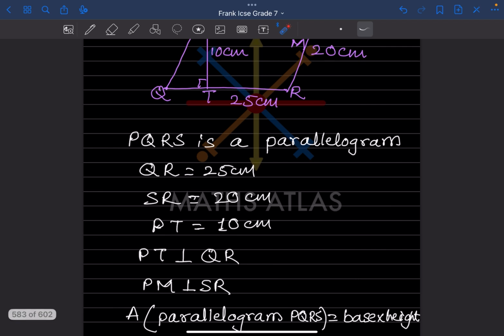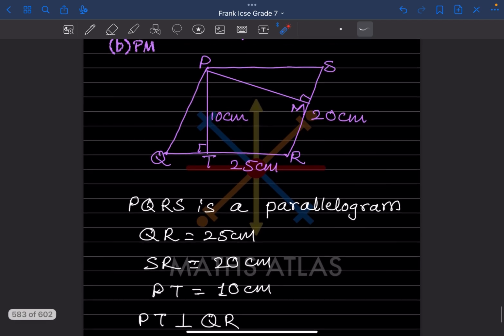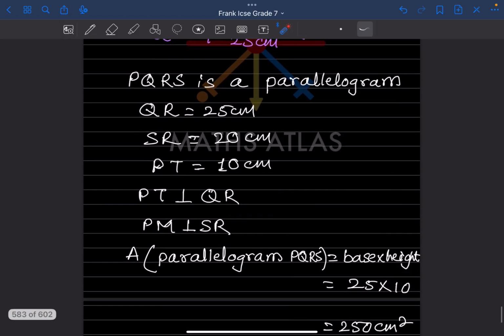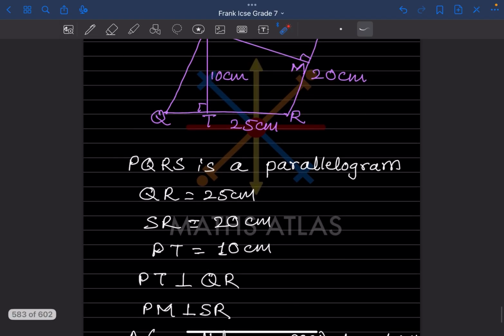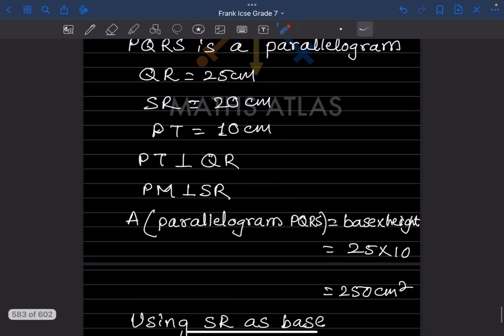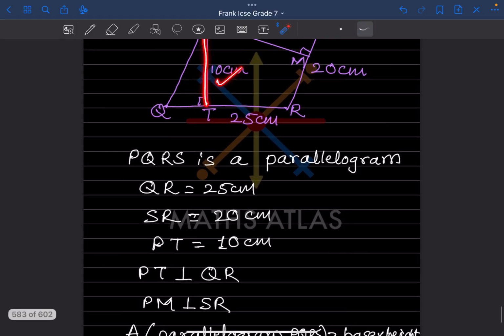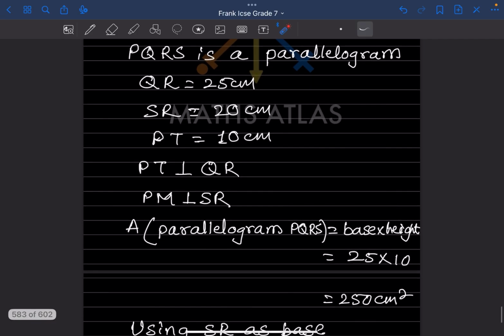Now the formula for the area of the parallelogram PQRS is base into height. So the base is this one, that is QR, that is 25, and the height we can consider as this, that is 10. So the area of parallelogram PQRS is 250 centimeter square.